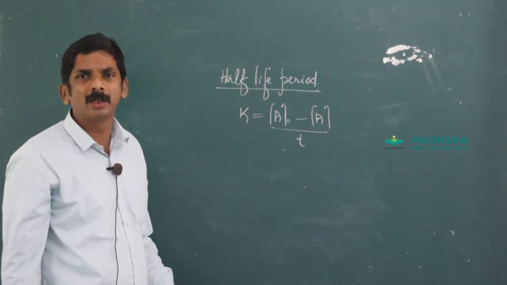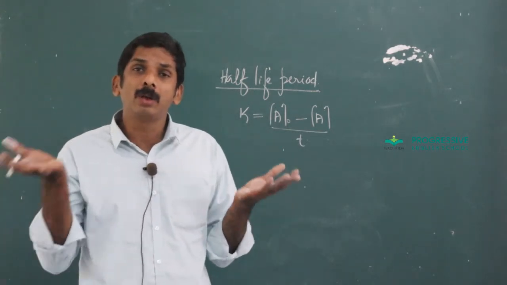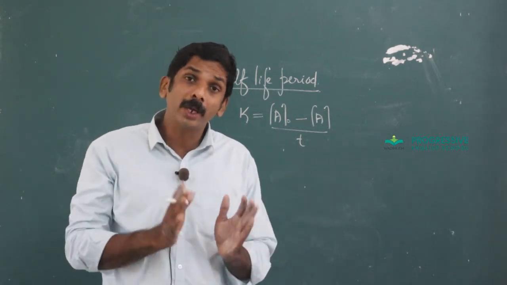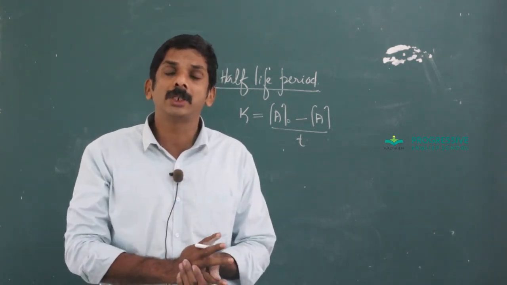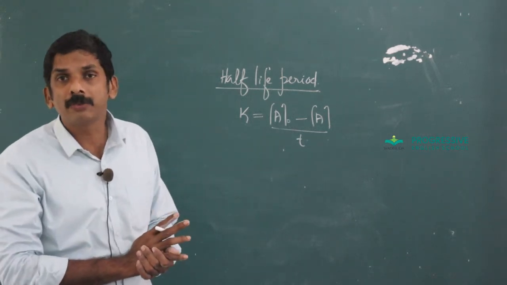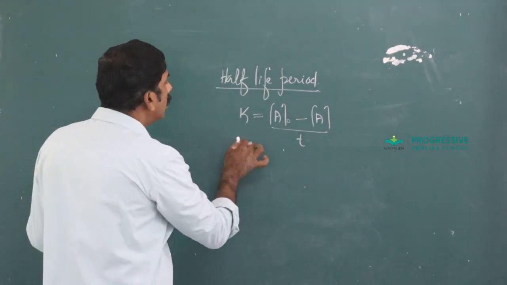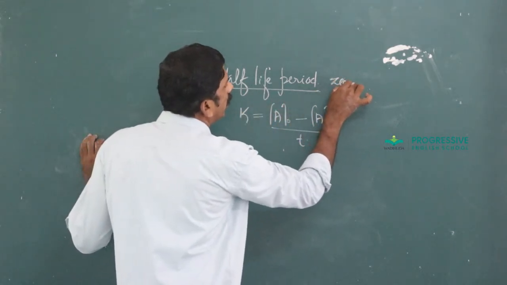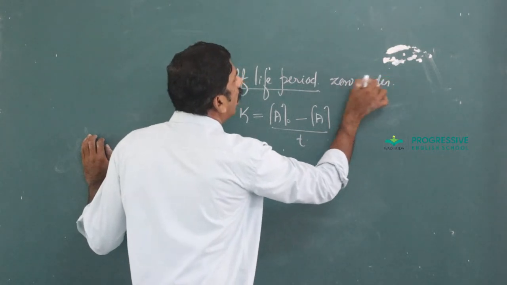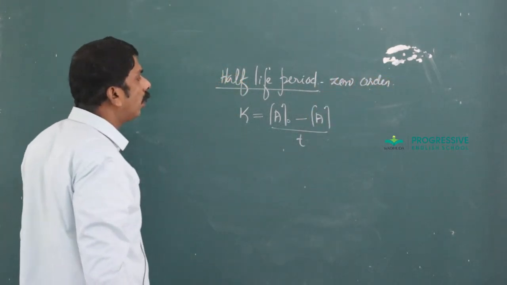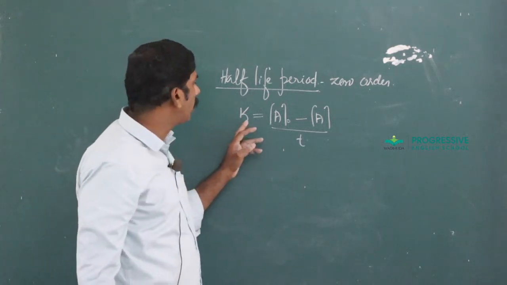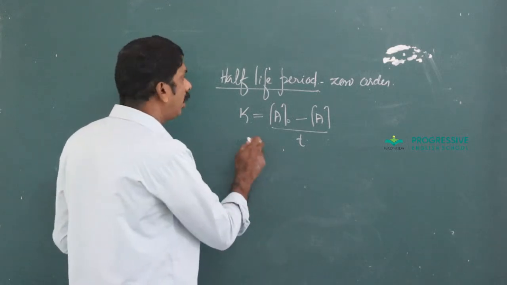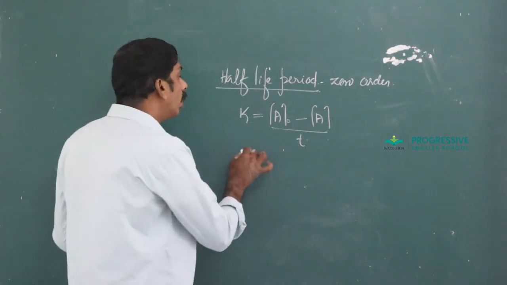All of you understand that? What is the time required to reduce half of its initial concentration? For a reaction, the time required to reduce half of its initial concentration is called a half-life period. That is, this is the expression for the half-life period of a zero order reaction. The integrated equation for a zero order reaction is A0 minus A divided by T.